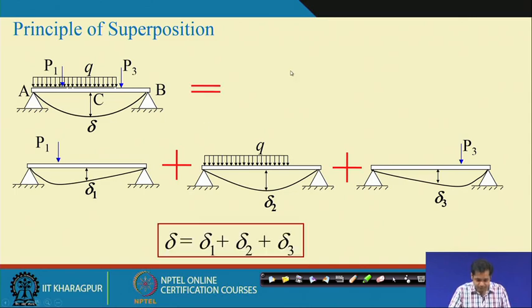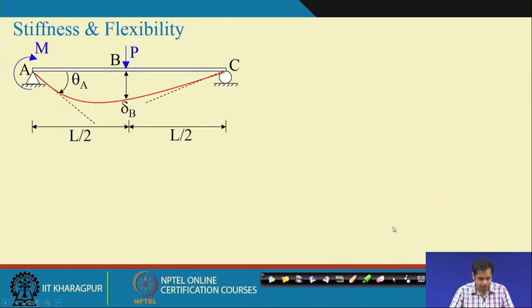Now, we do the same thing here, and suppose in this case delta 1, delta 2, delta 3 are the 3 displacements computed separately, then the total displacement at C due to the effect of the entire load will be delta 1 plus delta 2 plus delta 3, and it is applicable as long as your displacements are small and the load deflection relation is linear. Okay. Now, again go back to the previous problem.